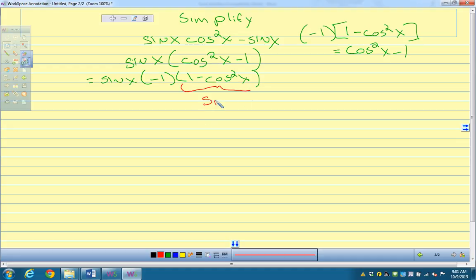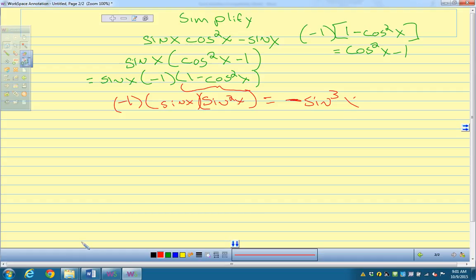Sine squared x. And the reason I want to do that is because now I can take this negative 1, pull it out in front. I can take that sine of x, put it there. I can take that here and put it there. And how many sines of x do I have altogether? To the third power. So this can be simplified to negative sine cubed of x. Got it?